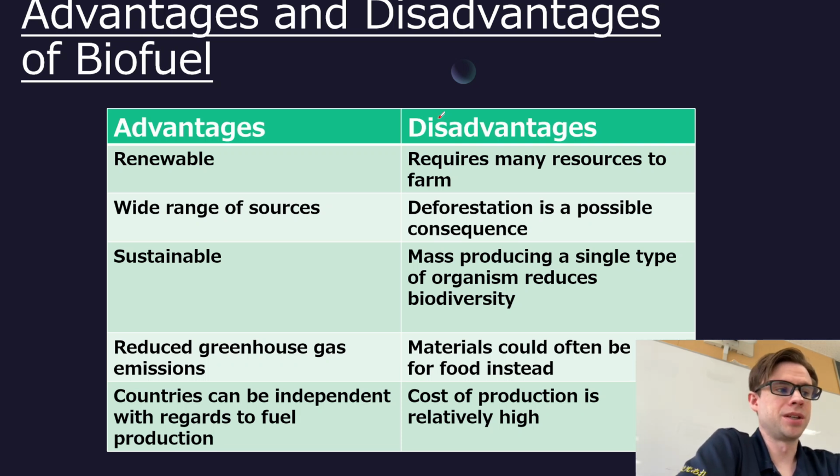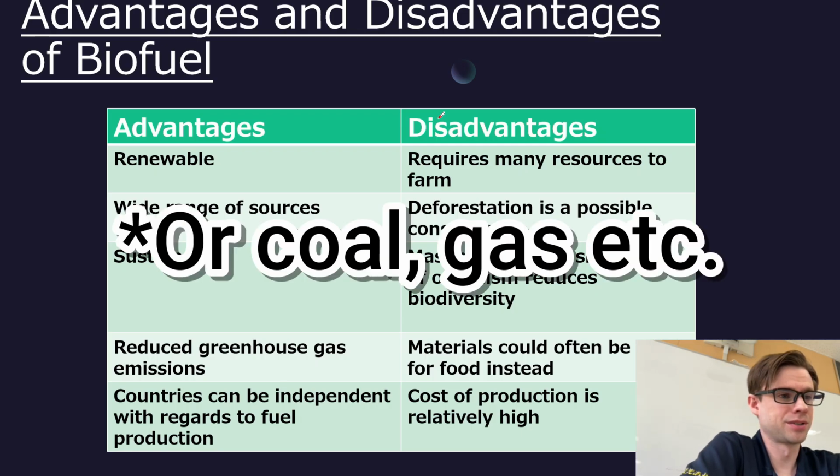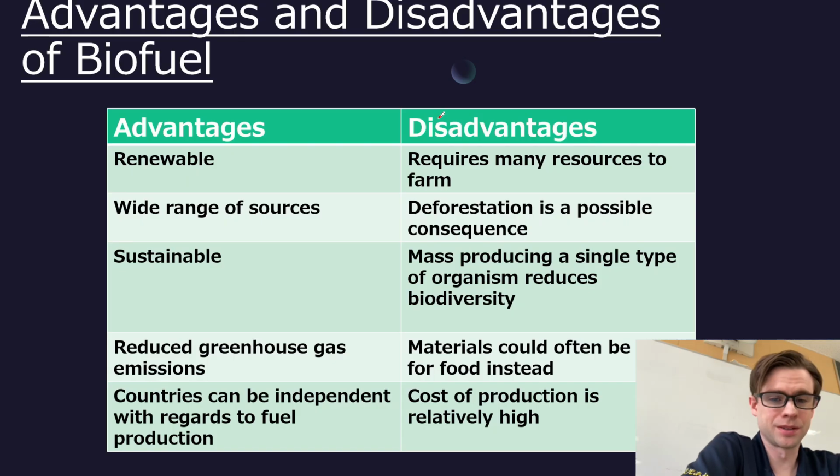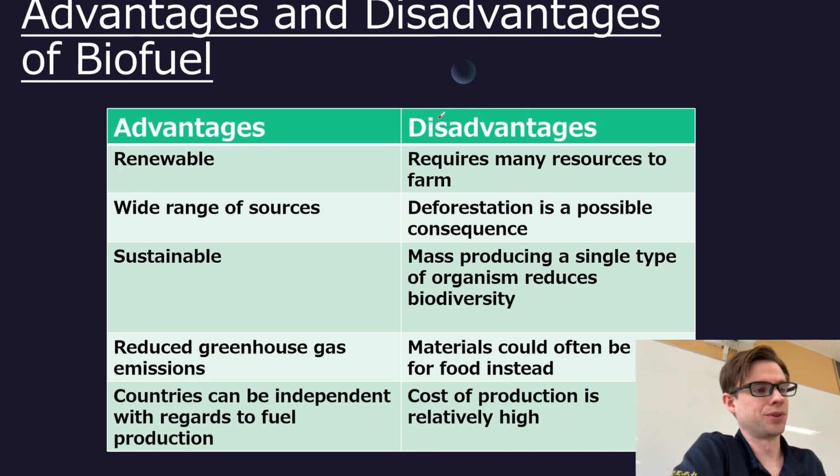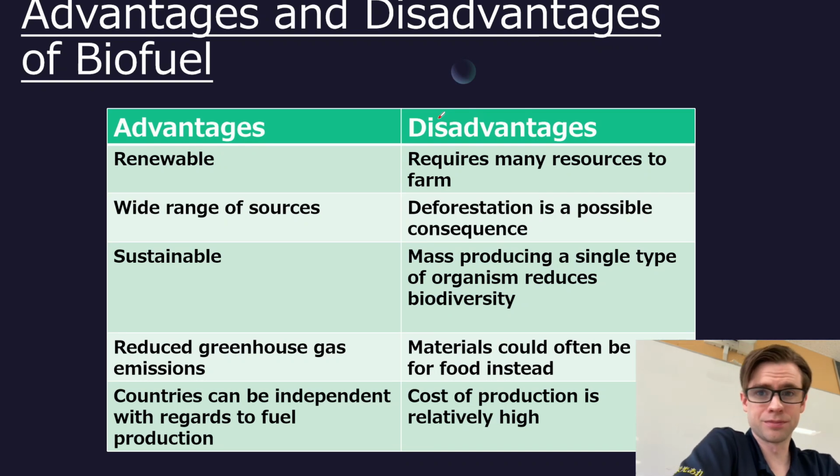And then finally, countries can be independent with regards to fuel production. So almost any country can have a way to get biofuel in theory, as long as they can farm a bit. But fossil fuels are sort of locked behind countries that have oil, right? Like Russia, Saudi Arabia, the USA, Canada have a lot of oil naturally in or around them. And that's very powerful for them and makes other countries struggle and have to pay and buy fossil fuels from those larger countries. So if you could just harvest biofuel yourself, you can be more independent. That's an advantage.